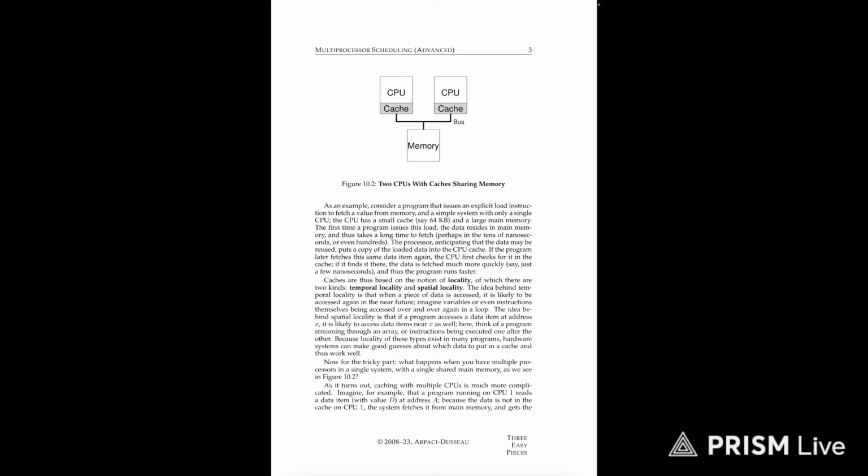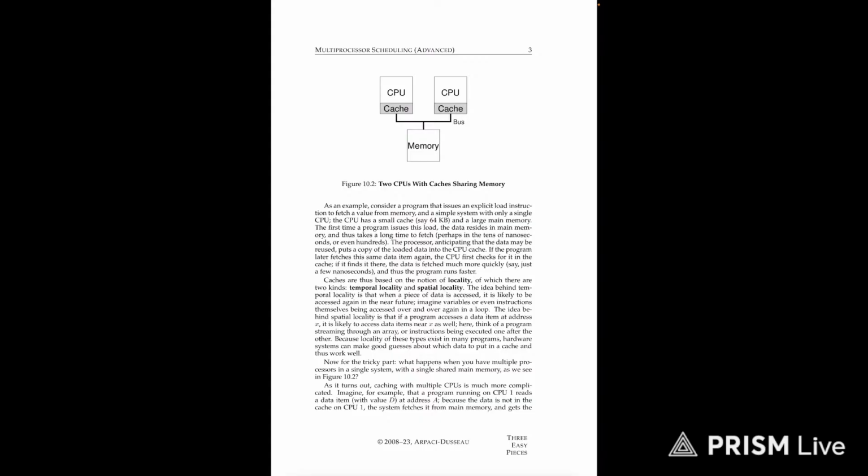So the CPU has a small cache, let's say 64 KB of data, and the large memory. When the program issues this load, whatever data or program the user wants is given to the CPU, and the data resides in the main memory. So it's all in the main memory currently, and this takes a long time to fetch, perhaps in the tens of nanoseconds or even hundreds.